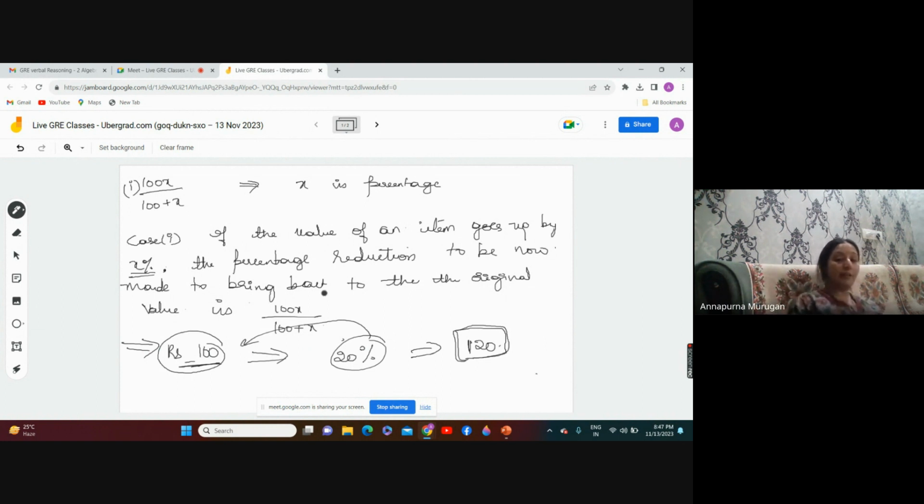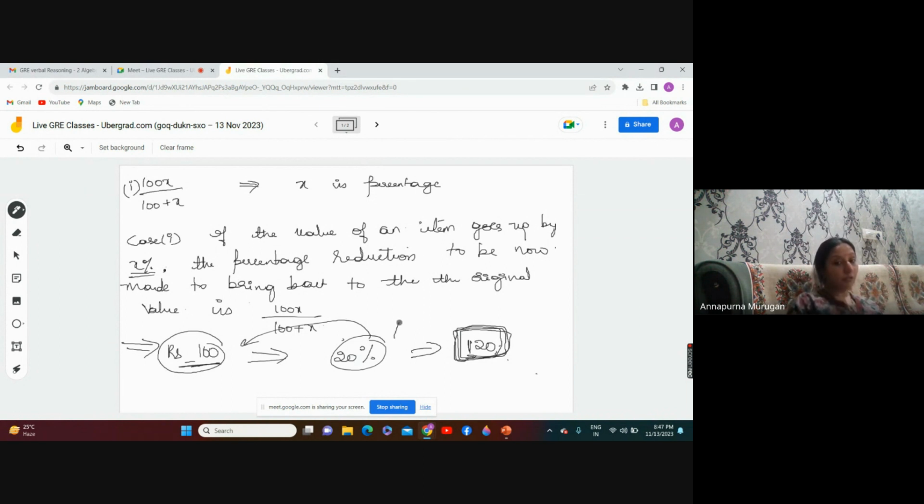Don't just write it out. Because 20 rupees is the increase, if we want to reduce 20 rupees, we need to decrease by 20%. No, guys. The total reference point is how much? 120. The amount has been increased, so the percentage by which it needs to be decreased will be something different here.